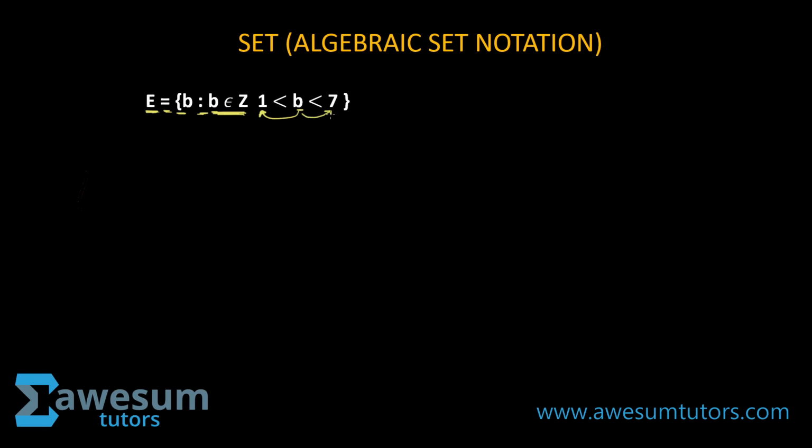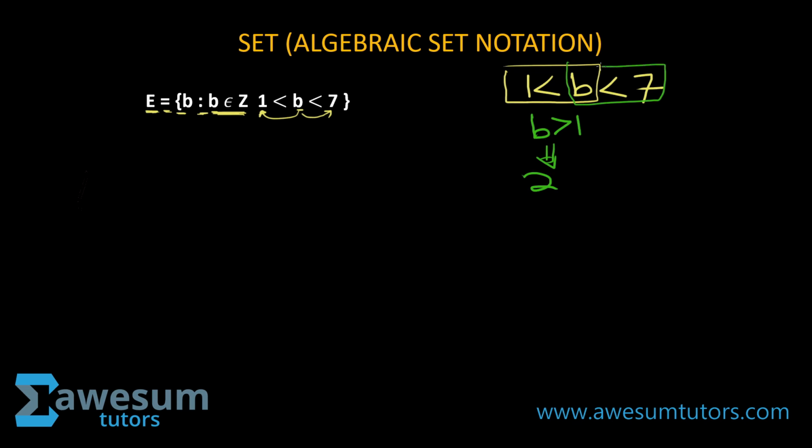and less than 7. Okay, so if you look at this sign, 1 is less than B, less than 7. So this part right here, which says that 1 is less than B, simply also means that B is greater than 1, right? Because 1 is less than B means B is greater than 1, right? So that means B is going to start from what? From 2.